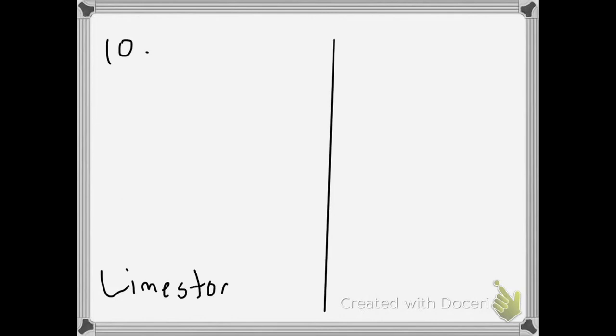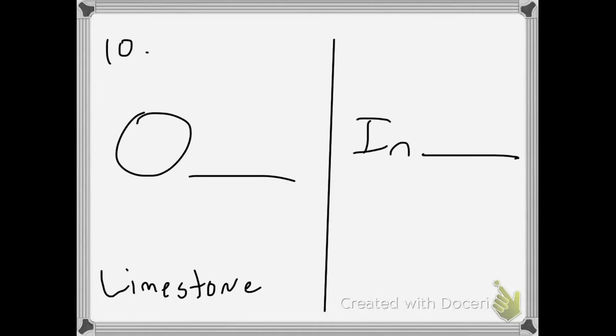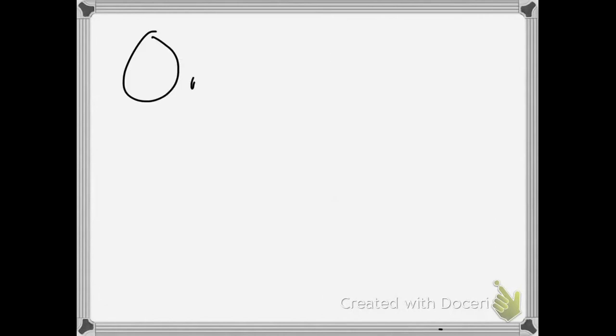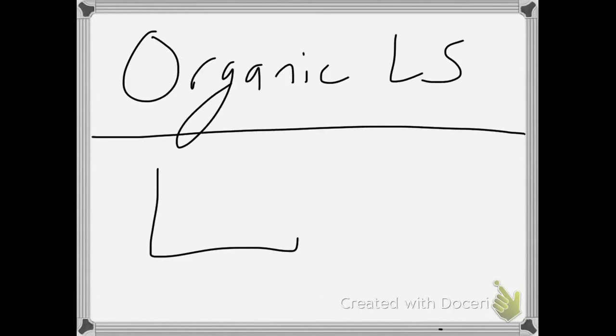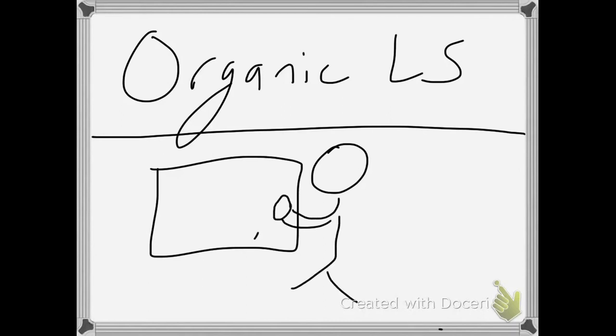So now let's get into a little discussion of limestone. Limestone forms one of two ways. It forms with this O word, organically, or with the I-N-O word, that's inorganically. So let's name some organic forms of limestone, also known as biochemical.